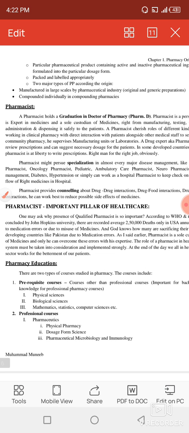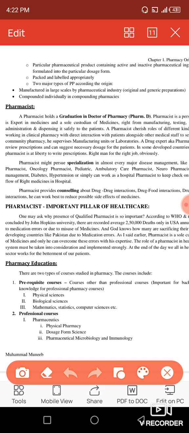Now, manufacturing on a large scale is done in pharmaceutical industries, and compounding is done individually in compounding pharmacies. So we have compounding pharmacies in which there is no industry, but you can prepare the drugs in the compounding pharmacies and such like things.